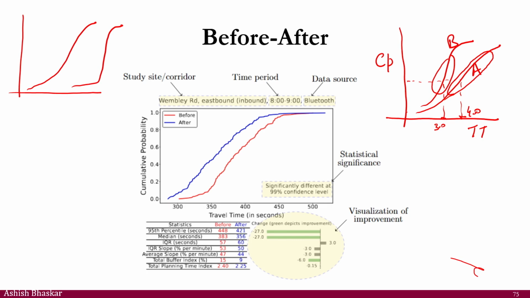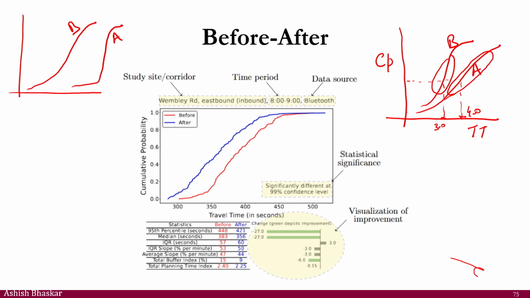So this is before, and this is after. Obviously, before you had less travel time, after you had more travel time, which has gone bad. But afterwards, you have almost everybody having the same, so your reliability looks better. But that is not what you're only looking at. You look at the comparison of the two.